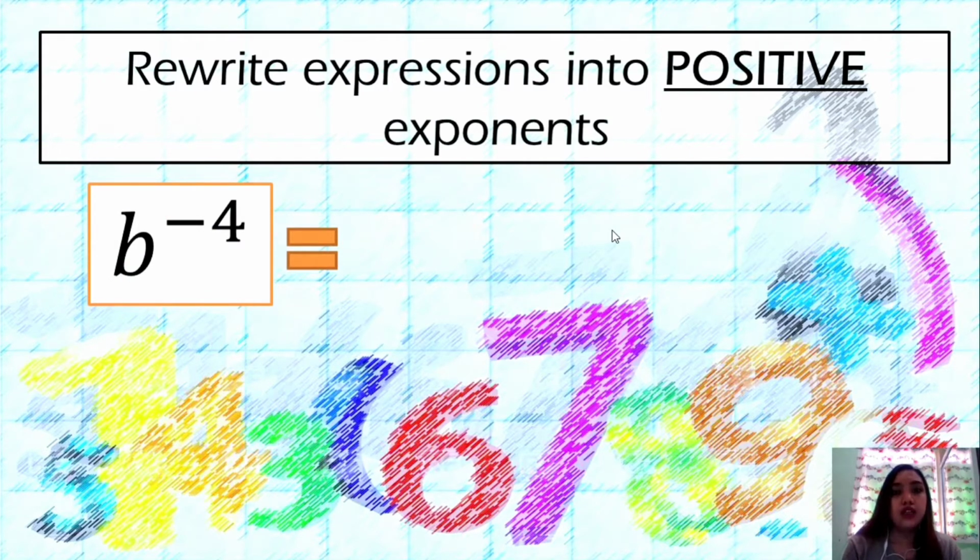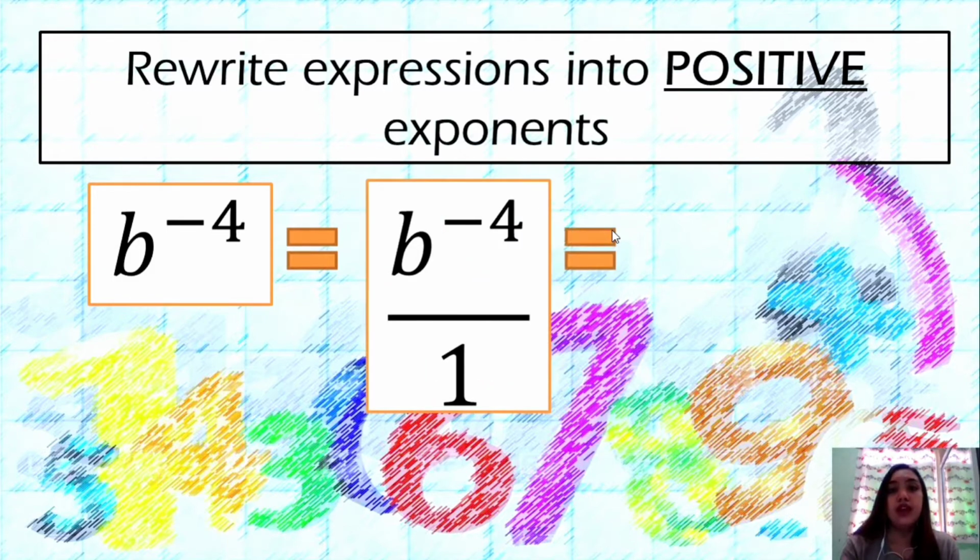So, paano natin isusulat ulit si b to the -4 na magiging positive yung -4? Usually, you can write like this: b to the -4 over 1. This is the same with b to the -4, kasi kapag dinivide mo si b to the -4 sa 1, it's the same. Di ba? Every number, every letter being divided by 1 is also the number. Di ba? So, paano magiging positive si -4?